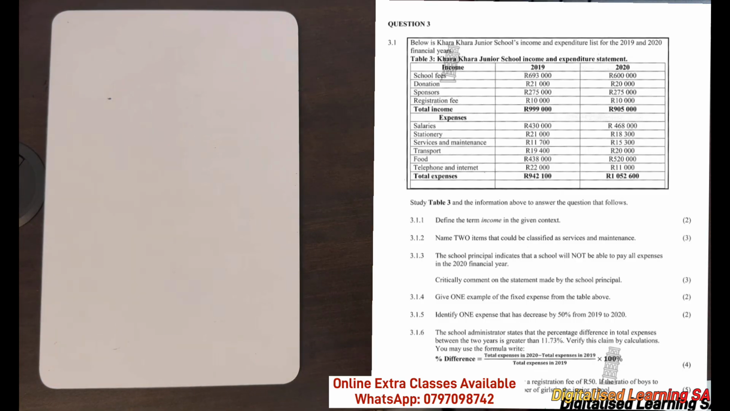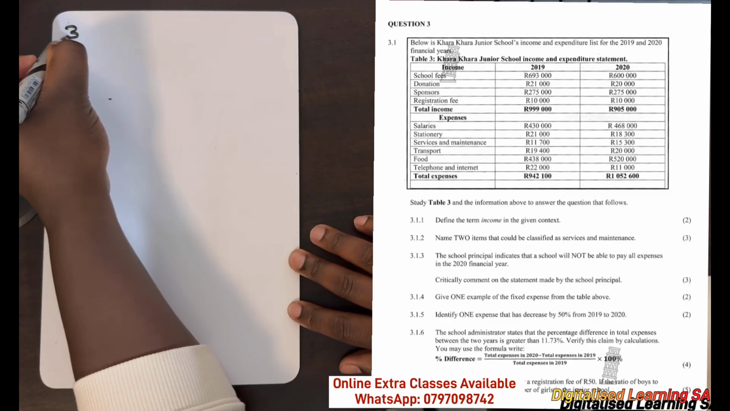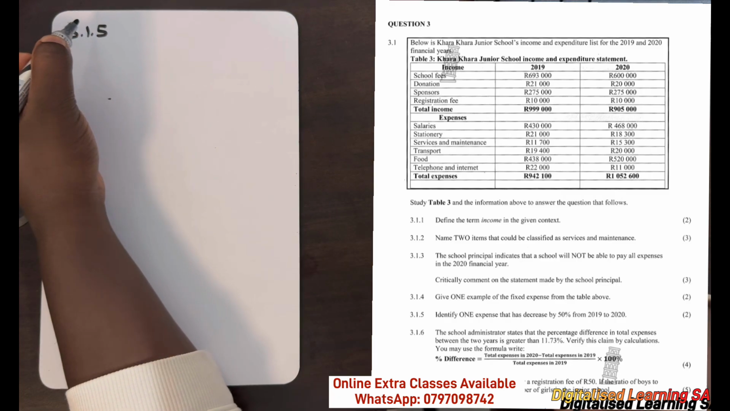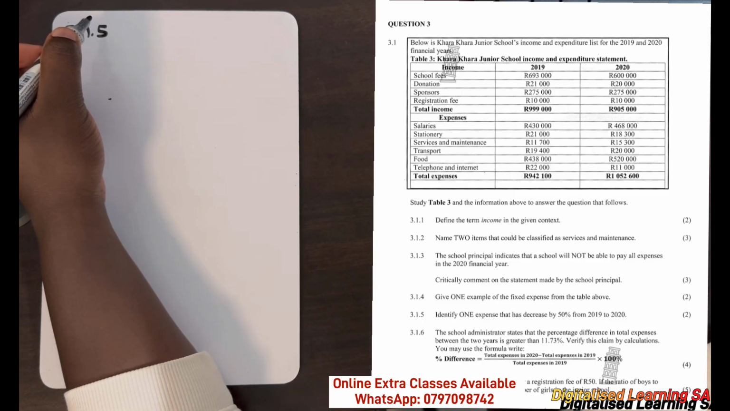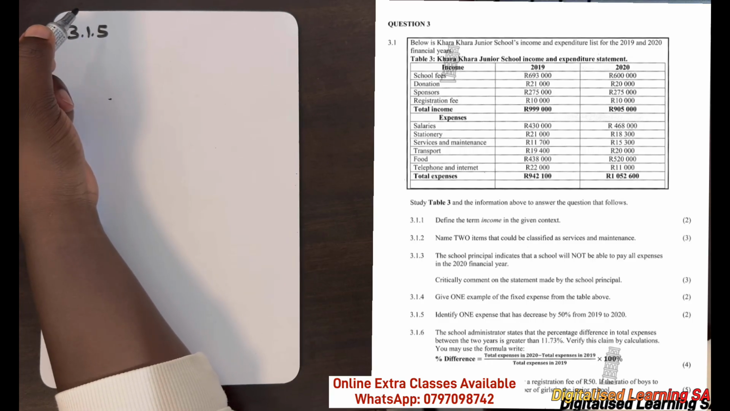So now let's move to question 3.1.5. Question 3.1.5 says identify one expense that has decreased by 50% from 2019 to 2020. So 50% means that if in 2019 the expense was 10,000, it means that now in 2020 it is 5,000. So by 50% it means by half. It's an expense that has decreased by half.